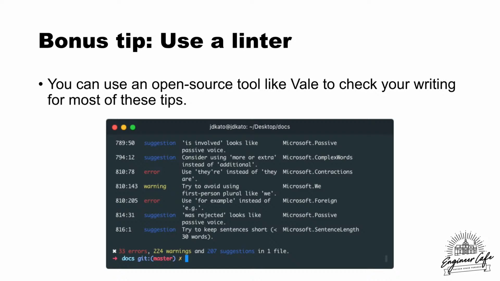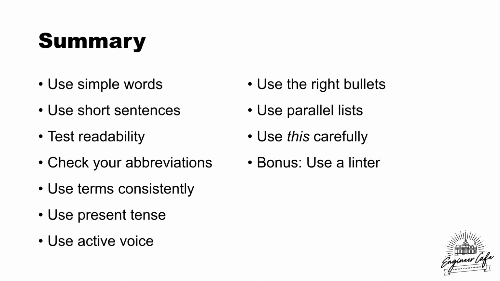Awesome. So to summarize, we'll go back again. The full list of tips is: use simple words, use short sentences. I would say that's probably the best one. If you don't remember anything else, shorter sentences will be better. Test your readability. Check your abbreviations. Use terms consistently. Use present tense. Use active voice. Use the right bullets. Use parallel lists. Use this carefully. And the bonus tip is use a linter, and that'll help you with, I think, most of the tips we have. Excellent. And that is the end.